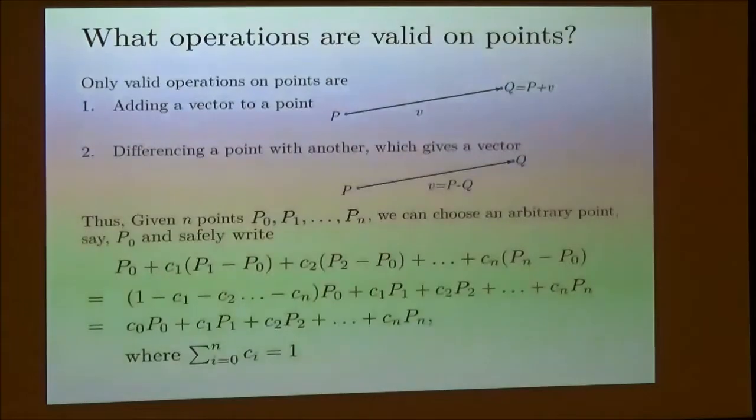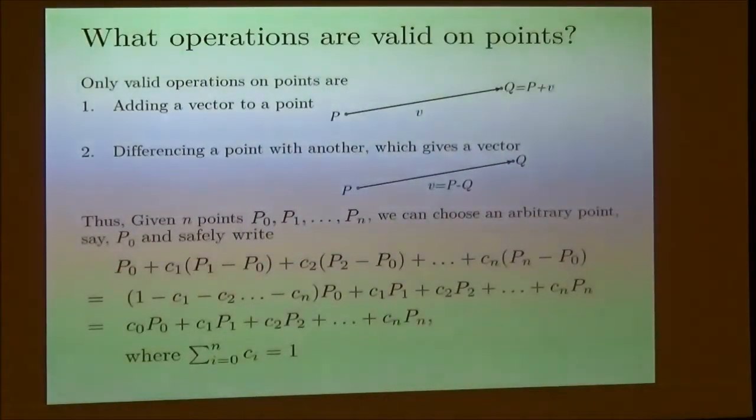So how do we solve that problem? Well, the first thing is, let's find out what kind of operations are valid on points. We know for the vectors, we can do arbitrary linear combination, we can take the difference, we can multiply them by the scalar. What are the simpler operations on the points?